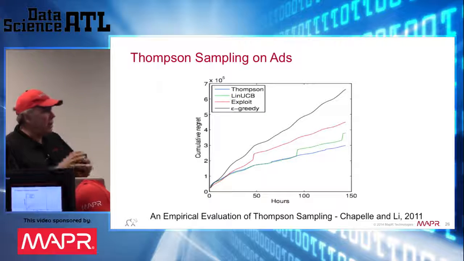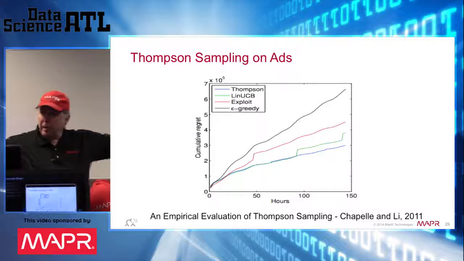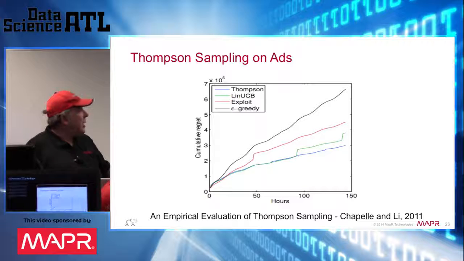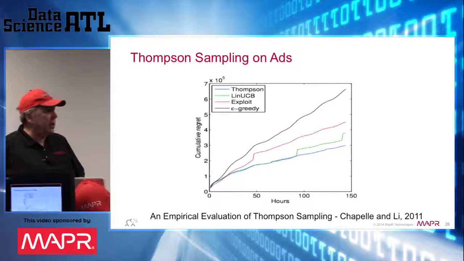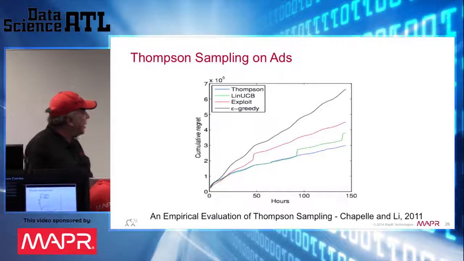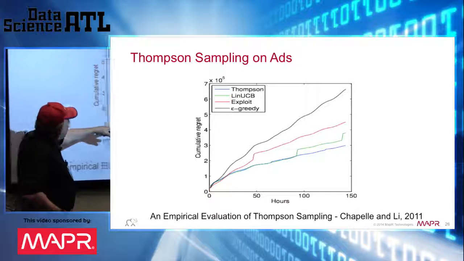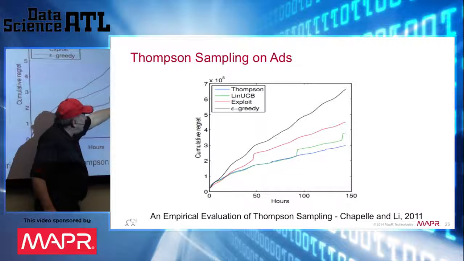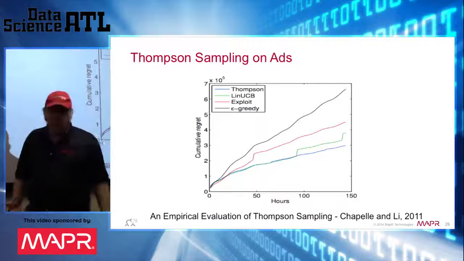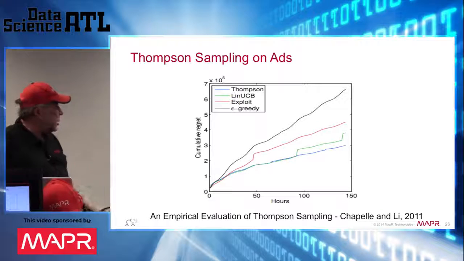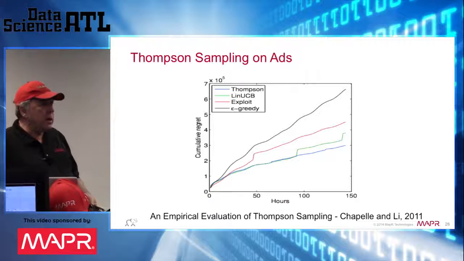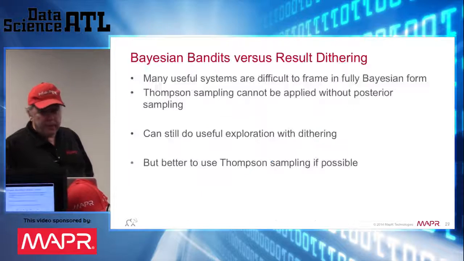Also, UCB will lose out in very complex situations with lots of alternatives, and UCB also cannot be applied where we have a complicated model of payoff. And so Thompson sampling down here, the Bayesian bandit, wins against all of these options, and it has since been shown to be as good as the optimal strategy possible.